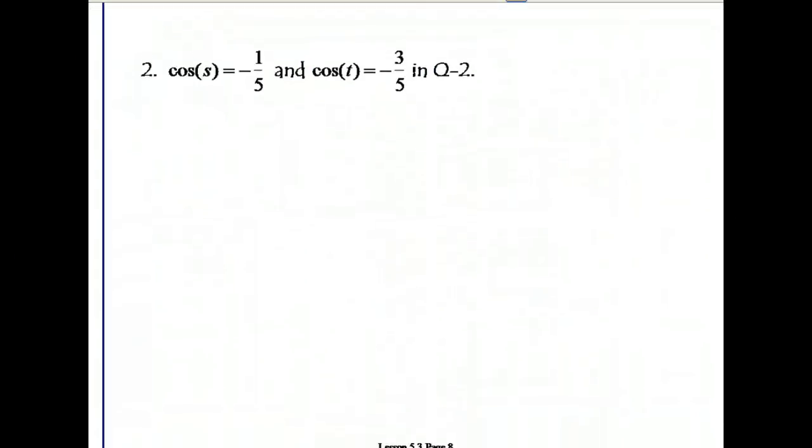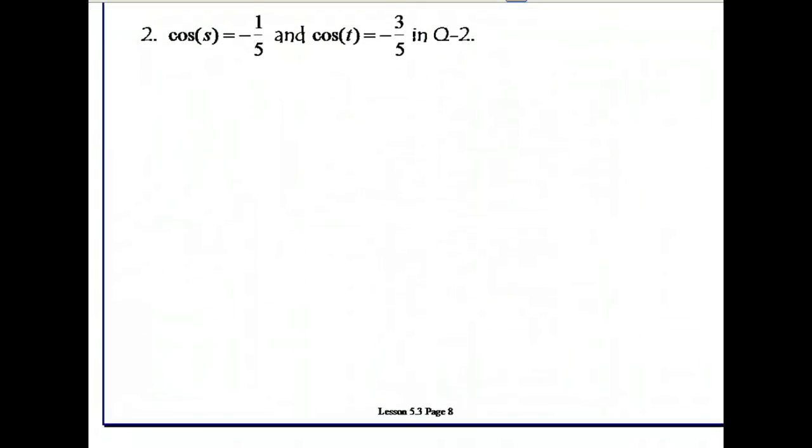All right. Here it is one more time. They give you the cosine of s, the cosine of t. It's the same questions. Find the cosine of s plus t, and find the cosine of s minus t. So let's just write out those formulas.